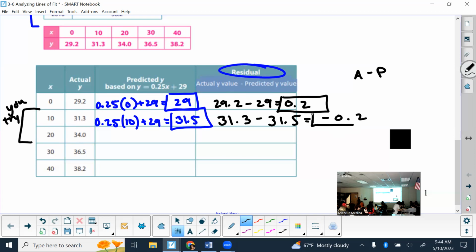Negative 0.2. Is my residual allowed to be negative? Yeah, if the actual happens to be smaller than the predicted, then it will be negative. As long as it's pretty close to 0, then it's a good measure for your line of fit. Does that make sense? Okay. Table 4, what did you get for the predicted y value when x is 20?